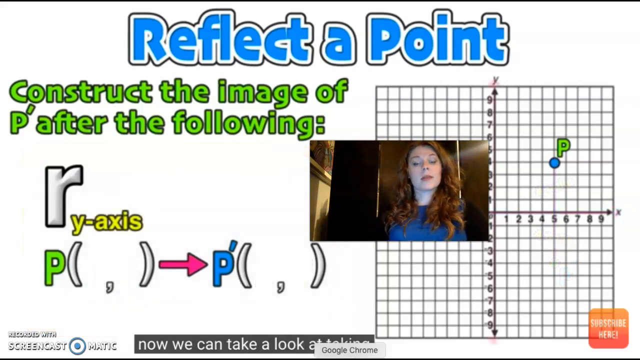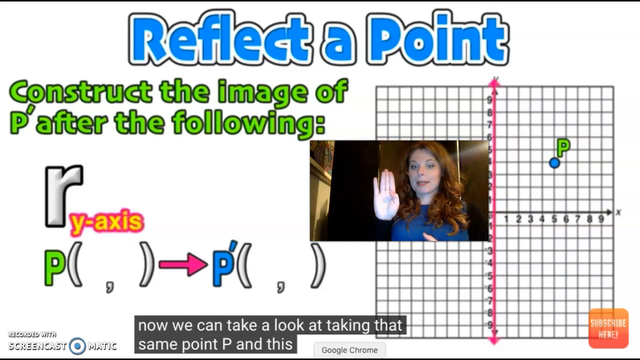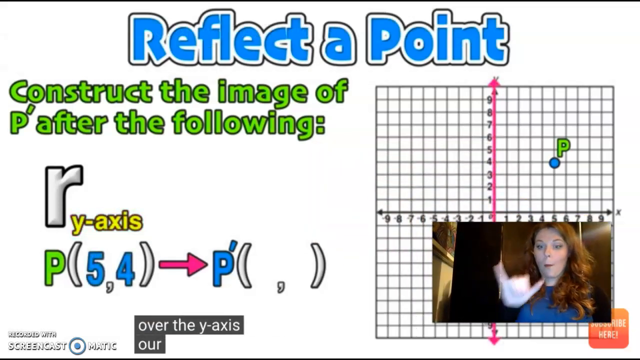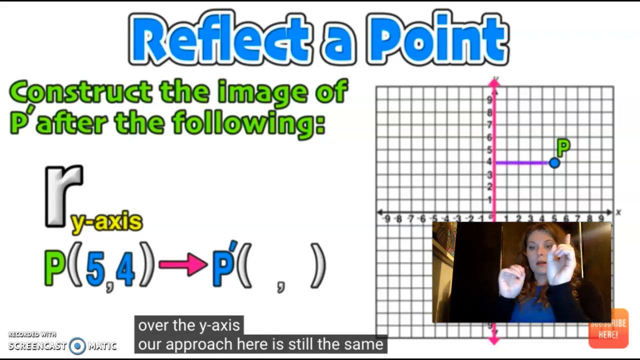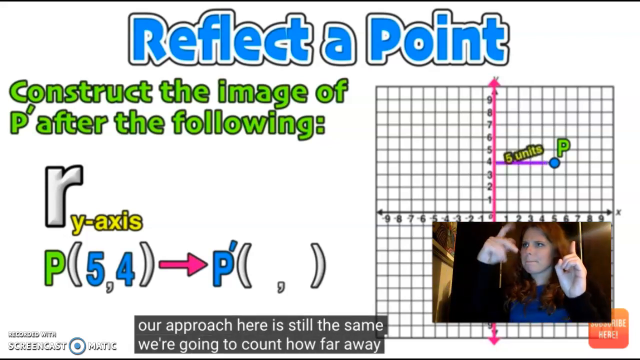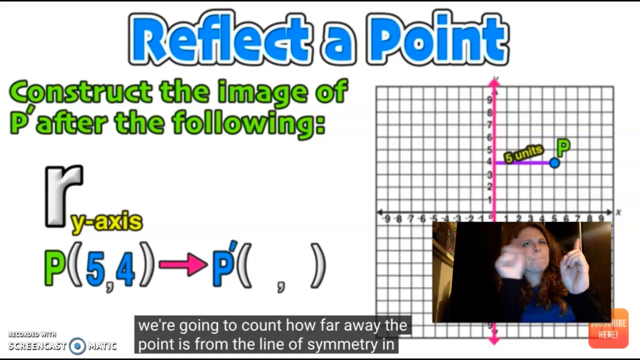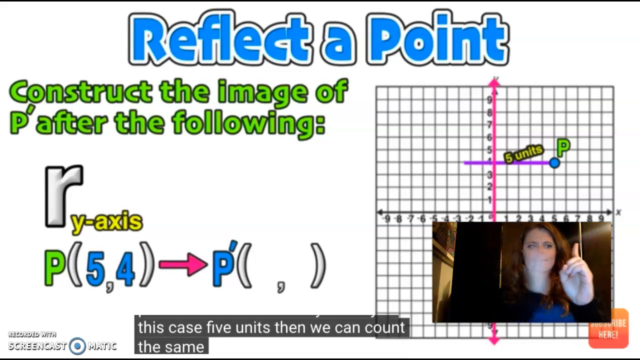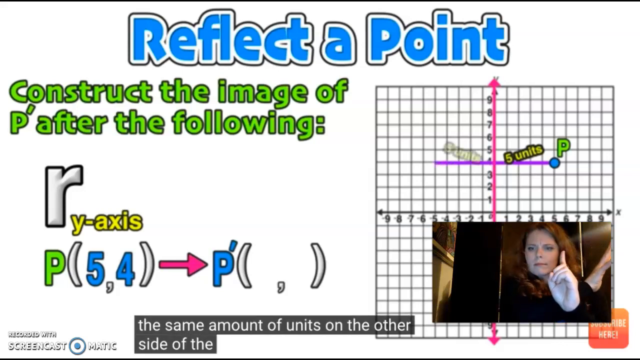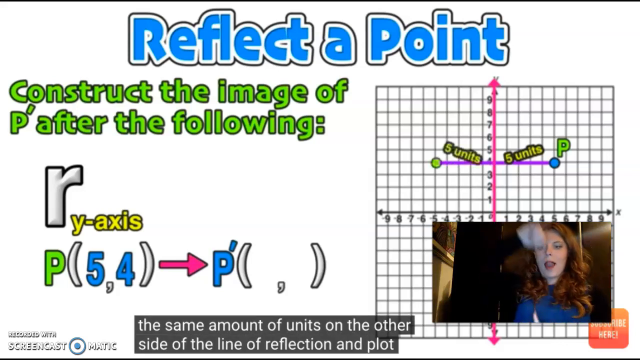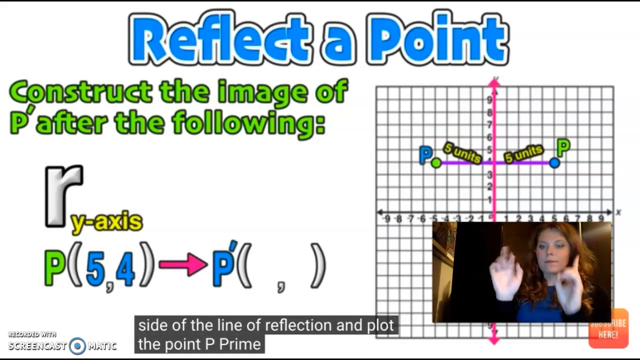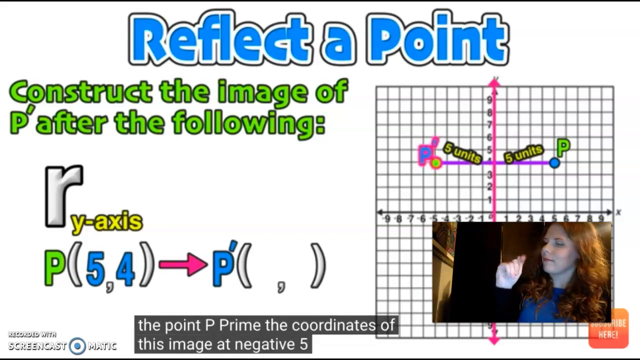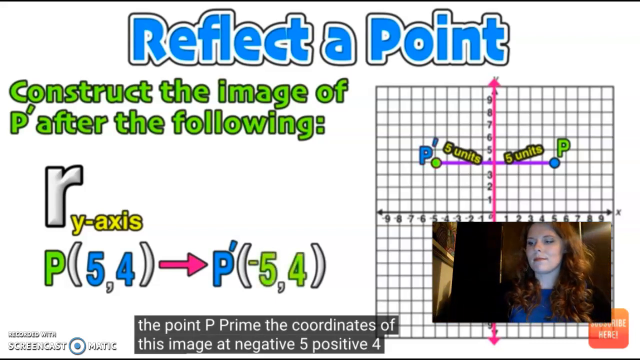Now we can take a look at taking that same point P and this time reflecting it over the y-axis. Our approach here is still the same. We're going to count how far away the point is from the line of symmetry, in this case 5 units. Then we can count the same amount of units on the other side of the line of reflection and plot the point P prime. The coordinates of this image are (-5, 4).